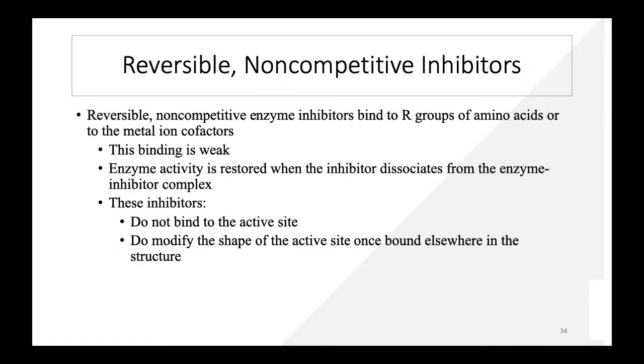Then reversible non-competitive inhibitors are the ones that bind to the R group of amino acids or to the metal ion cofactors. The binding that is happening here is quite weak. Binding is not that strong, and enzyme activity is restored when the inhibitor dissociates from the enzyme-inhibitor complex. These inhibitors do not bind to the active site but modify the shape of the active site once bound elsewhere in the structure.